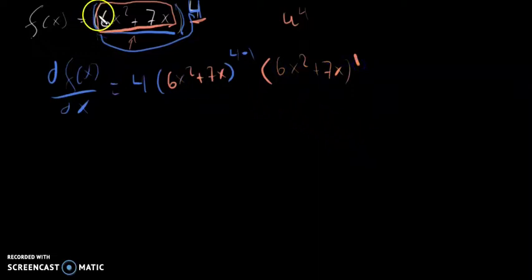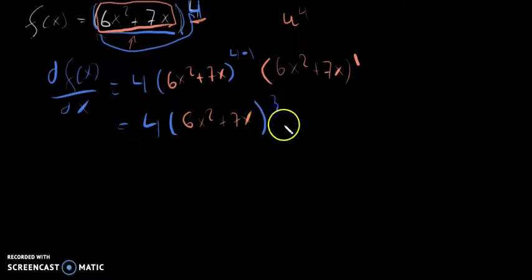Right. So let's simplify now what we have. So we have 4 times 6x squared plus 7x, all of that raised to the 4 minus 1 is 3, times, what is the derivative of 6x squared? That's 12x. Plus the derivative of 7x is 7. And this is the derivative of our first expression.